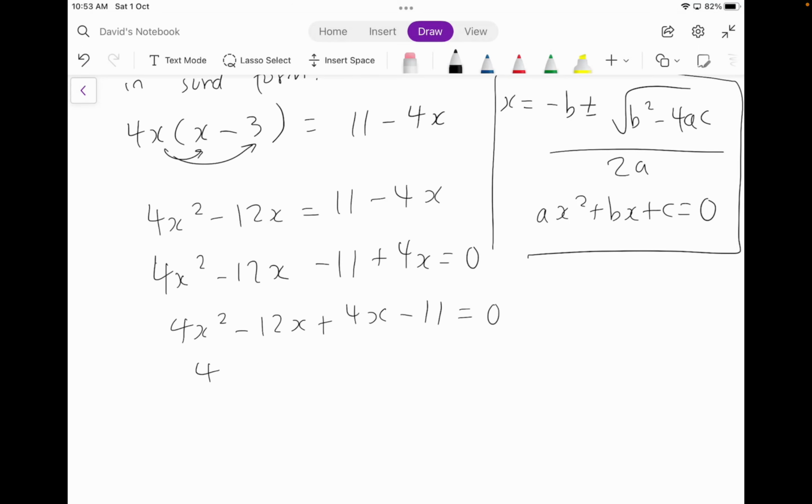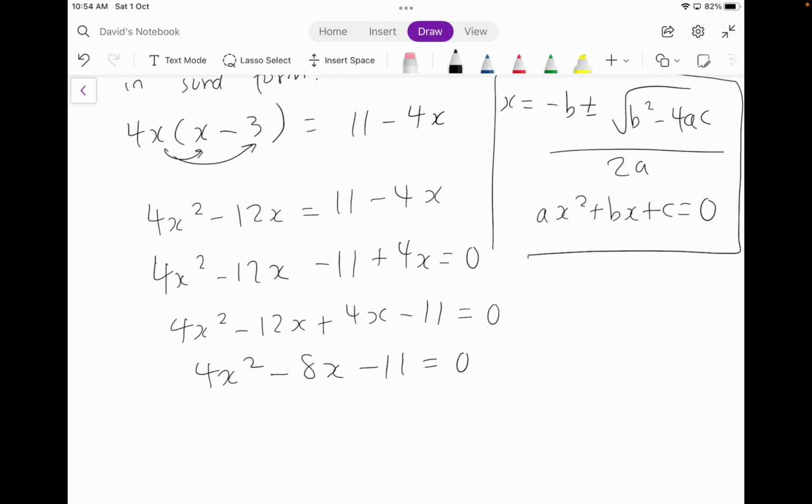4x squared is just going to remain the same. Now you're going to use your calculator to put in the values: minus 12 plus 4 gives us a value of minus 8x, minus 11 is equivalent to 0. Now I'm going to use the calculator to solve this quadratic equation. By the way, you can check out my other video on how to solve questions using the calculator. I might put it up at the end of the video as well.